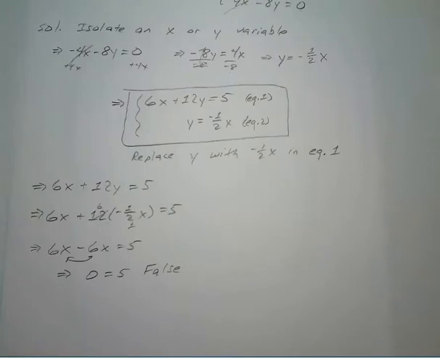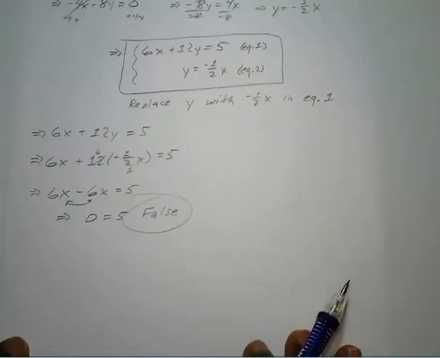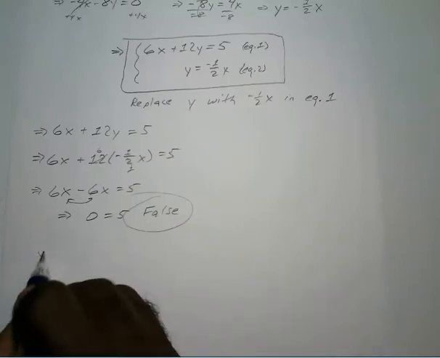Okay, now if you notice the last example, all the variables disappeared and you were left with a true statement. So you have an infinite number of solutions because that's how you would have a dependent system. But when all your variables disappear and you're left with a false statement, then that's how you know you have an inconsistent system. Okay, so there are no solutions. Okay, so pretty similar to the last one.